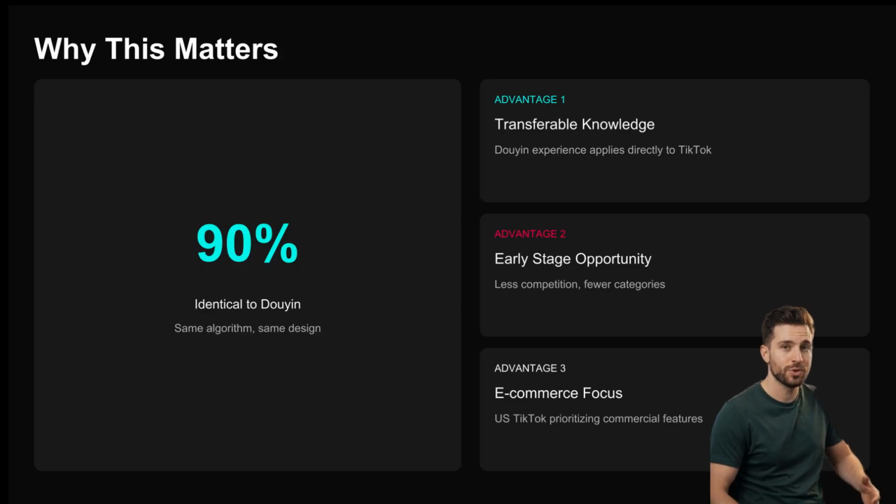Here's something most people don't realize. TikTok's interface is 90% identical to Douyin, China's version of TikTok. Same algorithm, same interaction design. This means if you understand TikTok's layout, you're already ahead of the game. And TikTok is still in early commercialization. The opportunity is wide open.